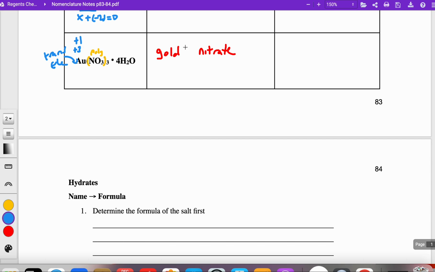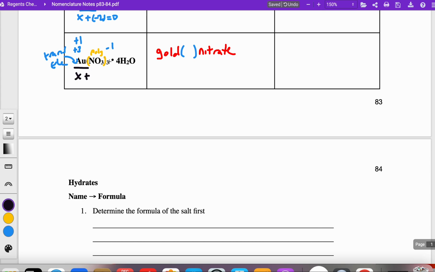So we have to figure out the Roman numeral that we need to have in this name. When you go and take a look at nitrate on table E, it uses a -1. So we do some quick math here. There's only 1 gold, so which charge is it using? I'm just going to put an X.